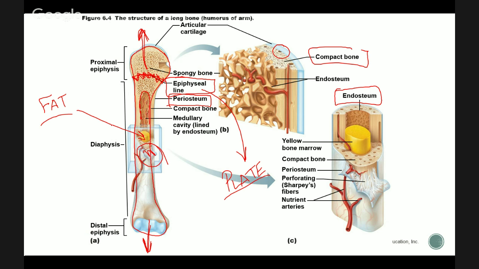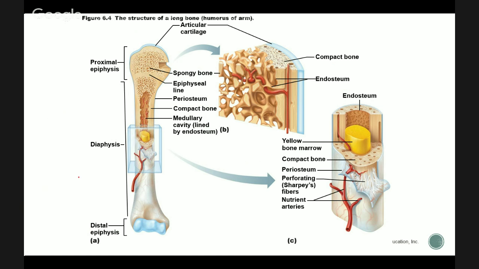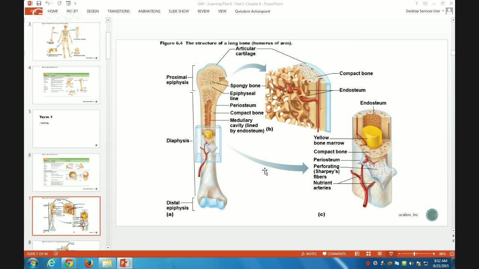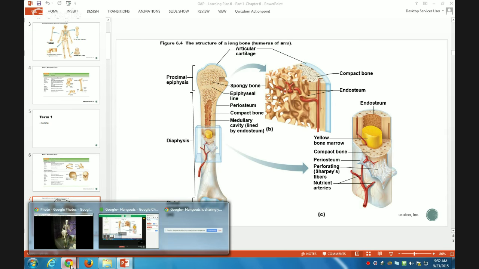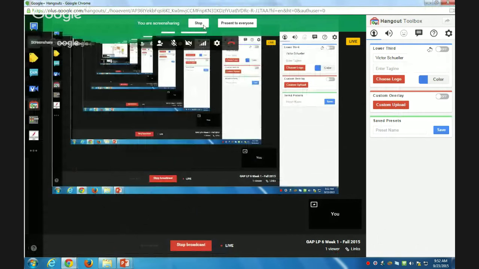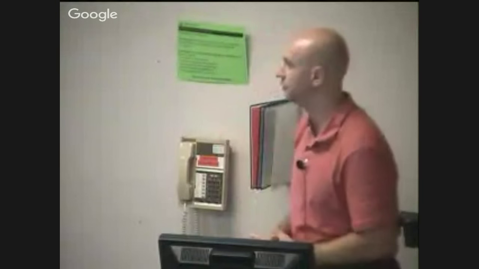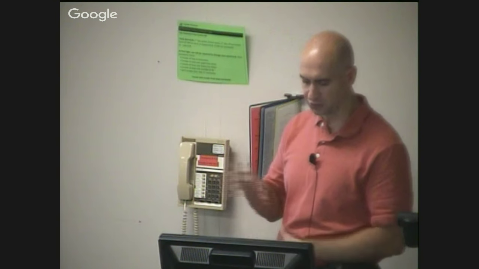All right, so we're right up against the break here. What we're going to do is take a break, and then when we come back, I'm going to have you review what we just talked about. Well, we can do that a little bit later. We'll review the structure of the long bone.